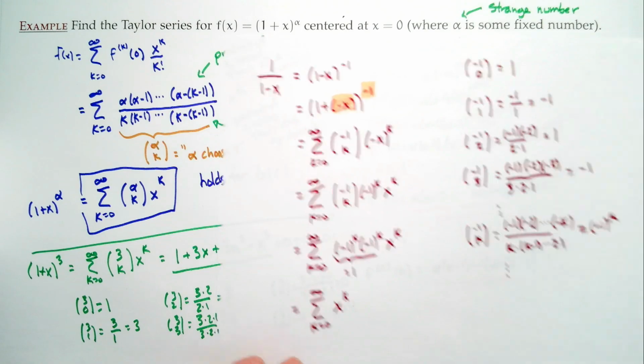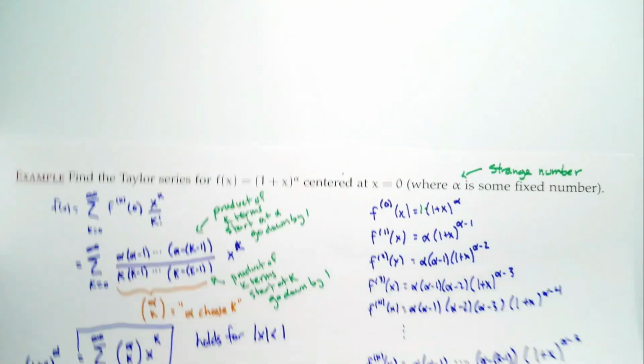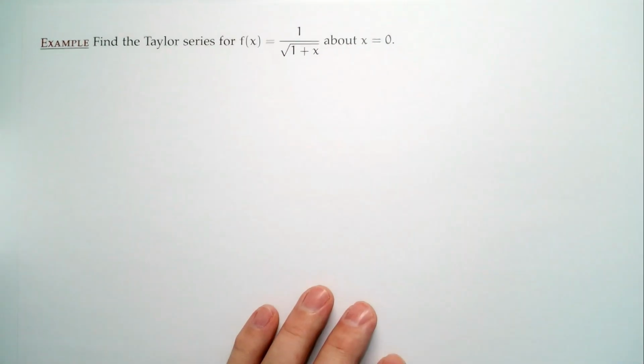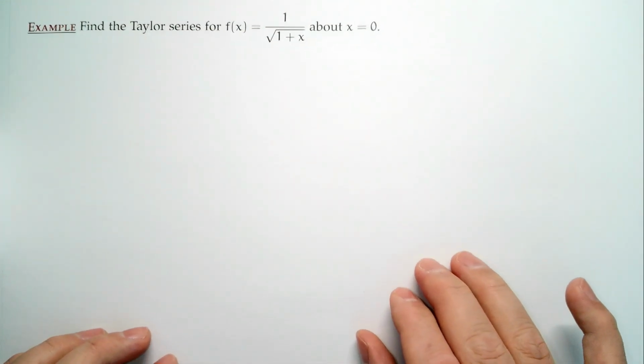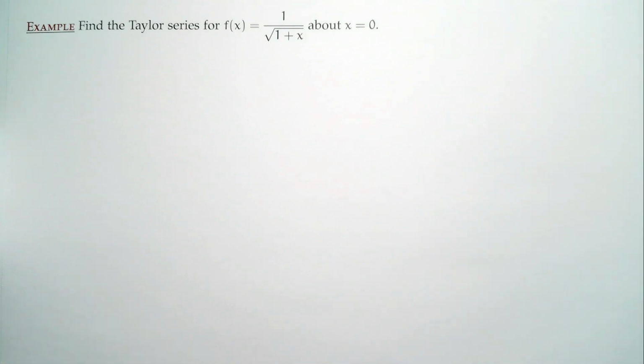All right, well, let's do another special case. Now that we're getting warmed up: find the Taylor series for f of x, which is the square root of 1 plus x, about x equals 0. All right, well, this should be a nice, pleasant exercise for us.